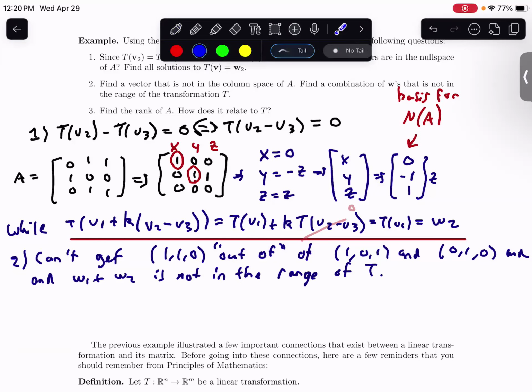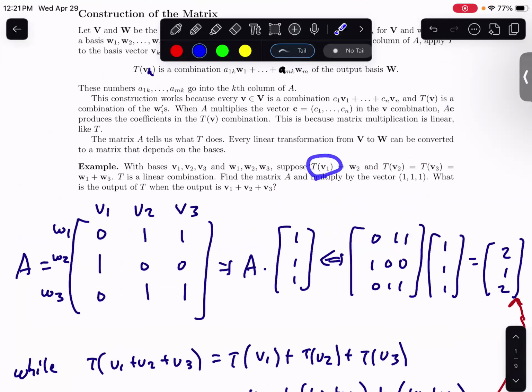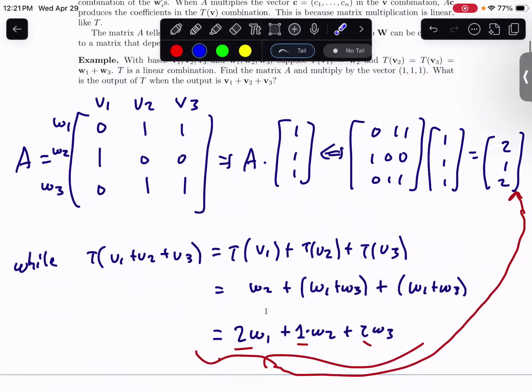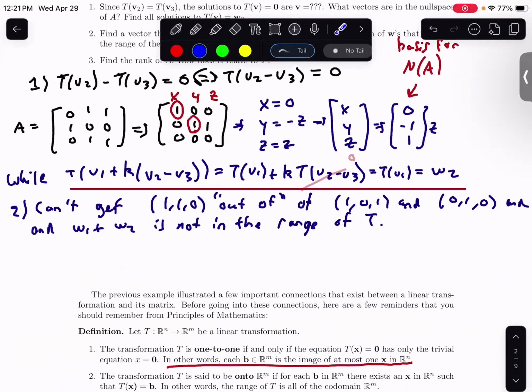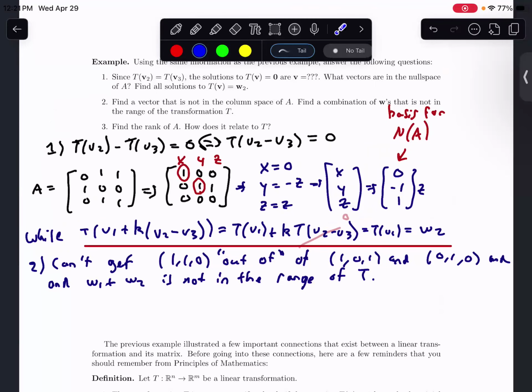Because in order to get W1 and W2, you have to make use of T of V1 and T of V2. But once you make use of those two things, you're getting a W3 involved. And you can't really get rid of it without incorporating more V2s and V3s, which is going to mess up the term that you have associated with W1. So it's the same reasoning. If I can't get this vector in the column space, it means I can't get W1 plus W2 in the range of T. There are other vectors you can make use of here, like 1, 0, 0 is another one. Any questions about 2?